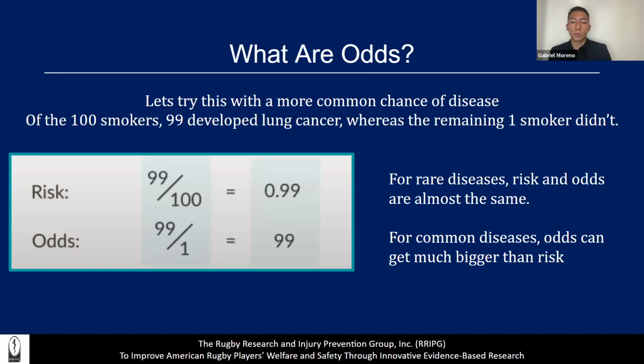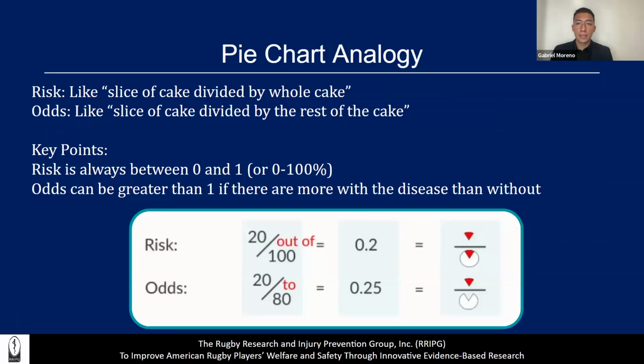So you can see that the risk here is 0.99, but now the odds are 99 to 1. So it's a huge difference in that number. An easier way to understand this is to use a pie chart analogy. Risk is comparing the slice of cake divided by the whole cake, but odds is a slice of cake divided by the rest of the cake.